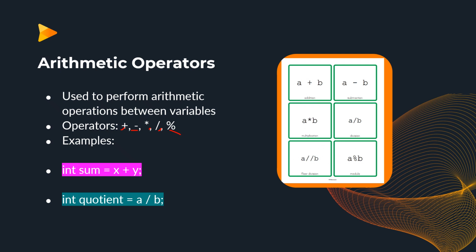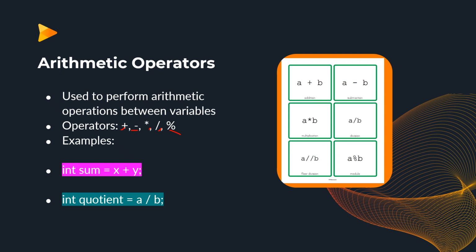But there is a twist. When we use the plus sign with integer variables, it will perform addition. But when we use this operator with strings, it will perform concatenation. That means it will join the two strings.